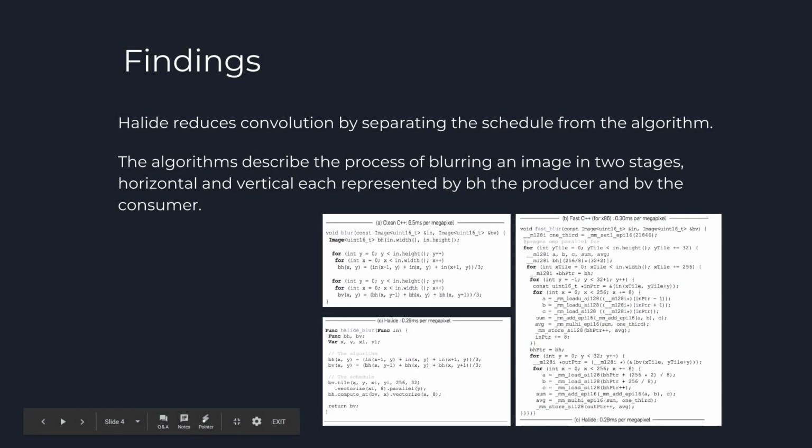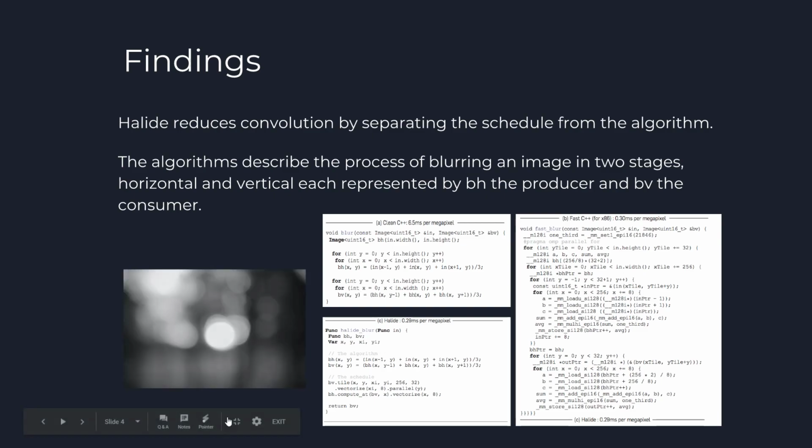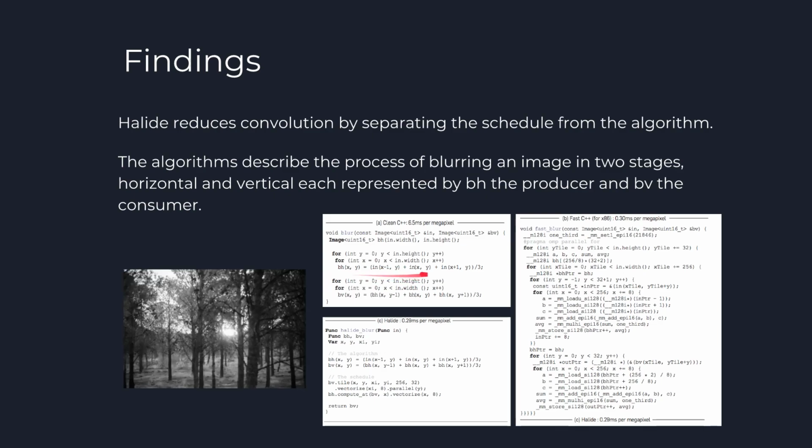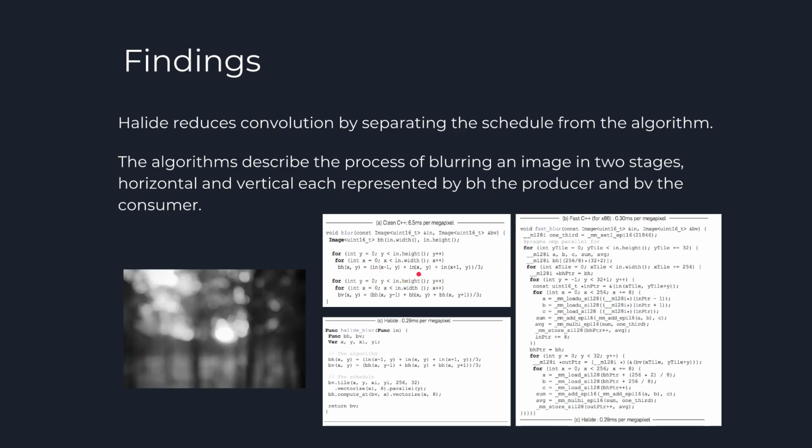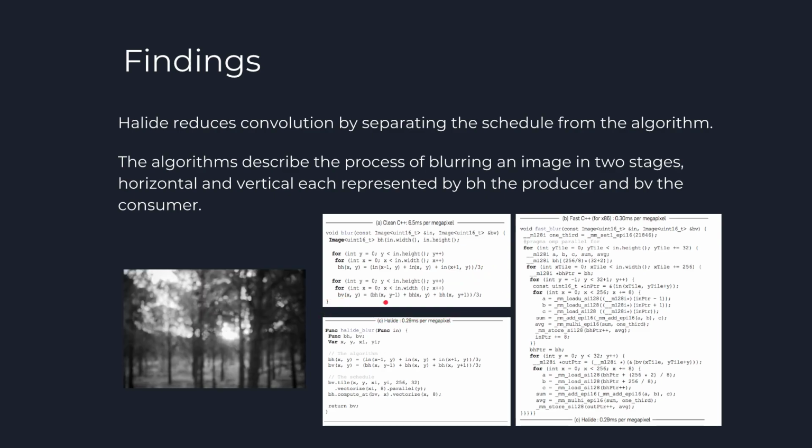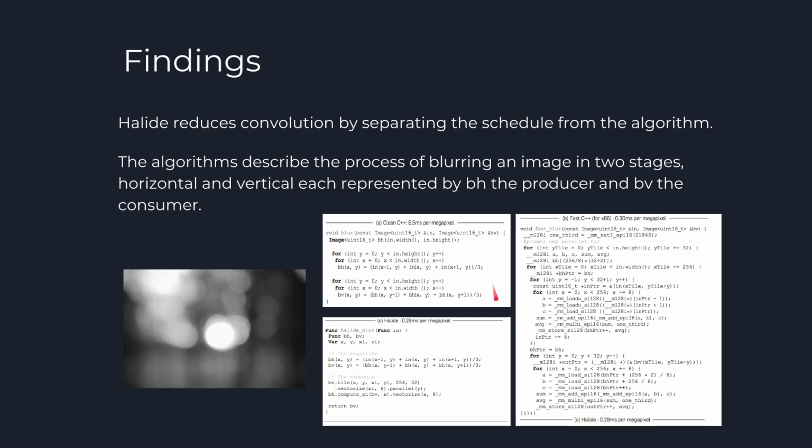So what are the findings of the paper? Halide was stated to reduce convolution of parallel code, and looking at the below code snippets, we can verify this. The code input is an image, the output being a blurred image. We first take the horizontal and the vertical, and we blur them, adding x minus 1, x, and x plus 1 divided by 3, and then using those values as y minus 1, y, and y plus 1 divided by 3 to blur it.